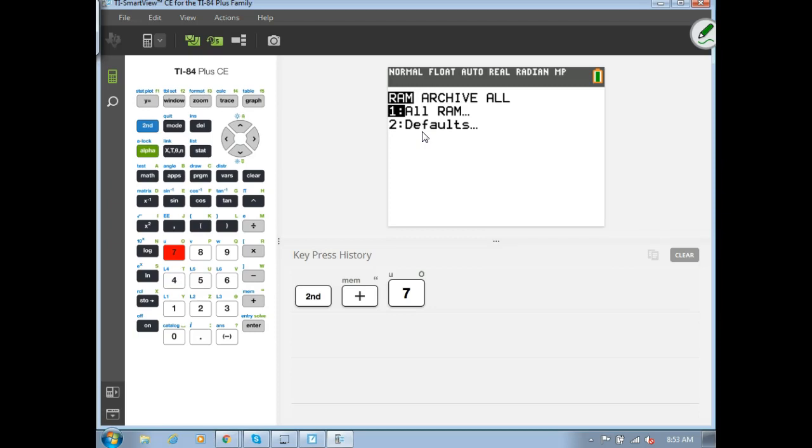Well, yeah, the regular way wipes all your memory out. So that one for sure. But I want to know if defaults puts the modes back. Oh, cool. Okay. So it won't delete your programs if you do defaults, because all defaults does, it doesn't wipe your memory, but it sets all the factory settings back to normal.